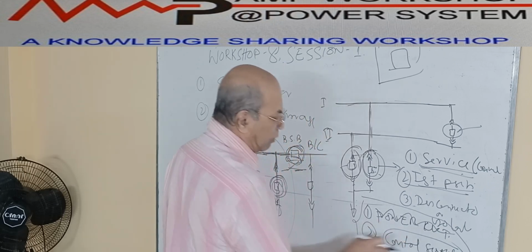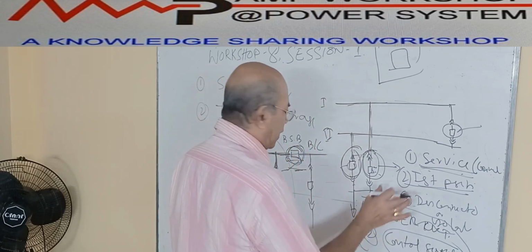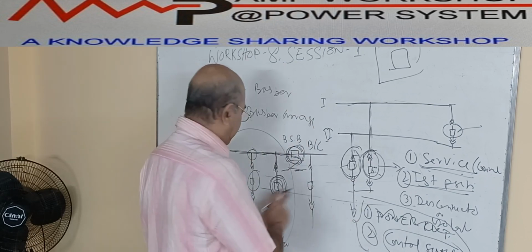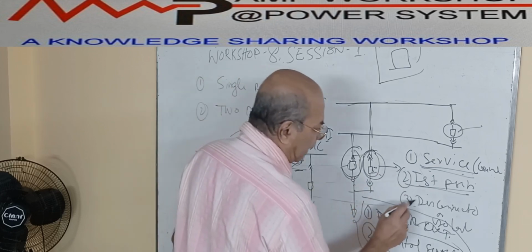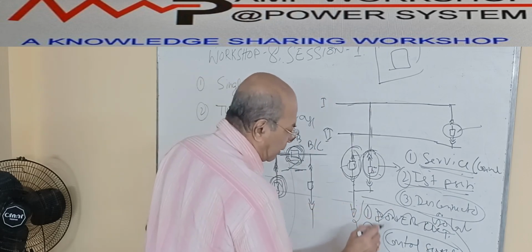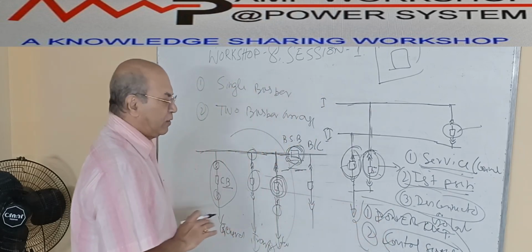So this is why it's called the test position, because during that time we can only do the testing of the breaker, but we cannot take power from the breaker because the power supply is off. And the third position, the disconnected position, means in this position both the power supply and control supply are totally isolated.